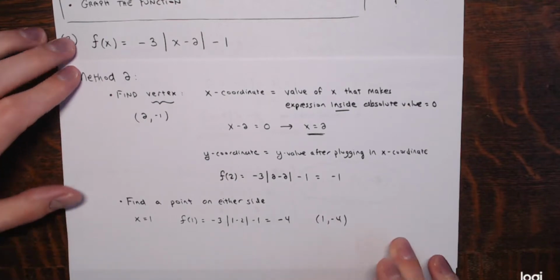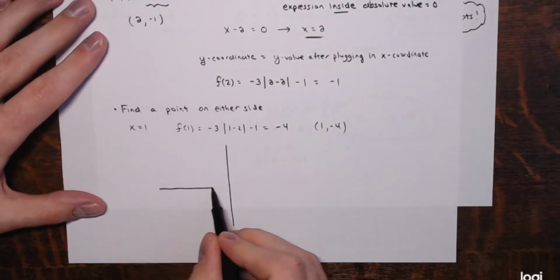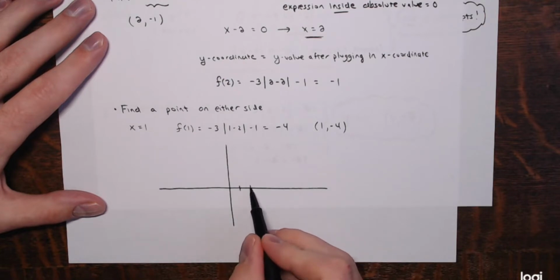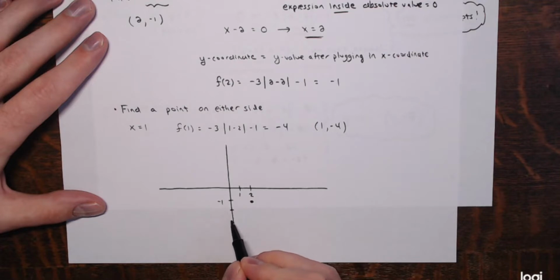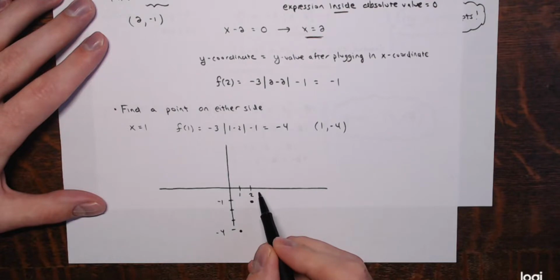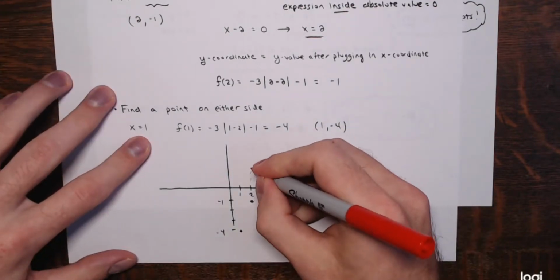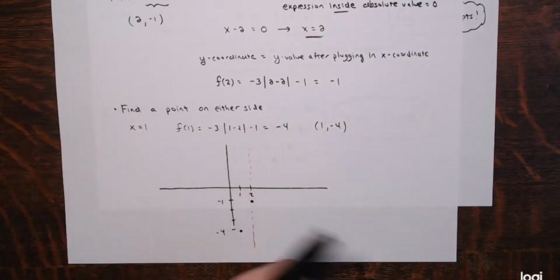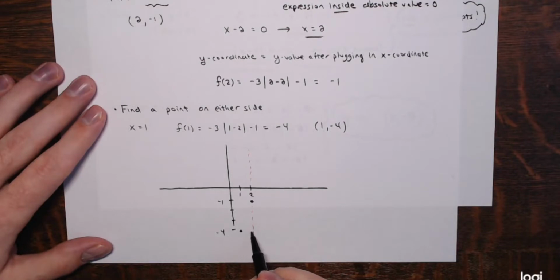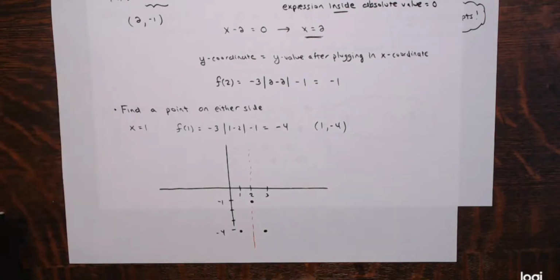And then you can use symmetry. These are all symmetrical about the vertex. So we got (2, negative 1) as a point, and then (1, negative 4) is a point. Using symmetry, because I know this vertex point is in the middle, this (1, negative 4) is 1 unit to the left, so there should be a point 1 unit to the right as well at (3, negative 4). And then we graph it.